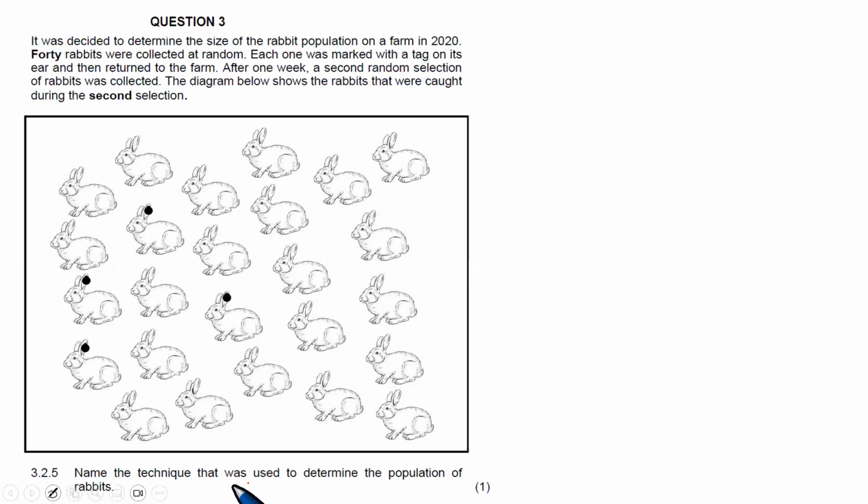Name the technique that was used to determine the population of rabbits. Okay, they want to determine the population of the rabbits, but what is the technique? Now they just catch these rabbits and then each one is marked with a tag on its ear. What kind of a technique is this one? Right, this one is called the mark.